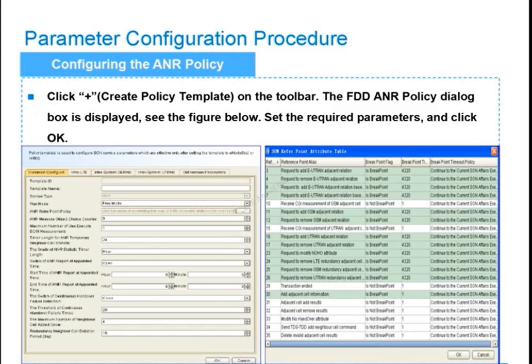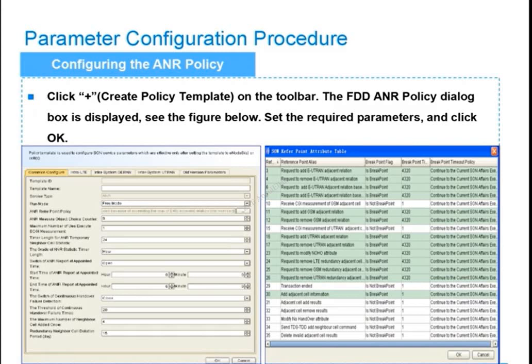So these are the basic parameters. For example, it has the timer length of ANR temporary neighbor cell statistic. That is, we know that for temporary neighbor cells, it will set a statistical timer. This is used for the cell filtering algorithm. And the maximum number of neighbor cells added at once.